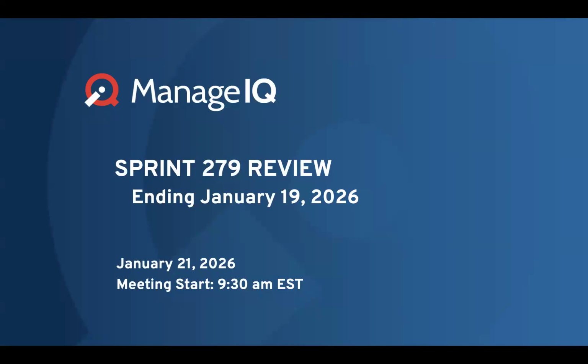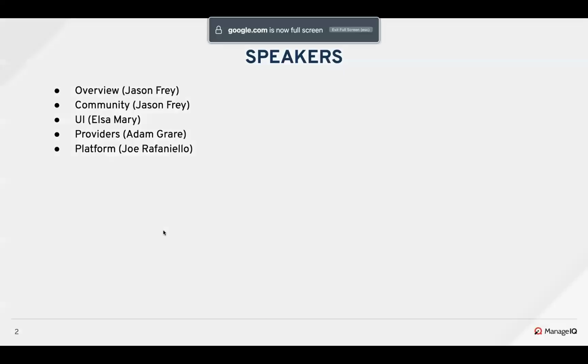This was a normal 2-week sprint. Let's get started. I'll start with the overview. I'll follow up with a community announcement. Next would be Elsa on the UI, then Adam on the providers, and finally Joe on the platform.